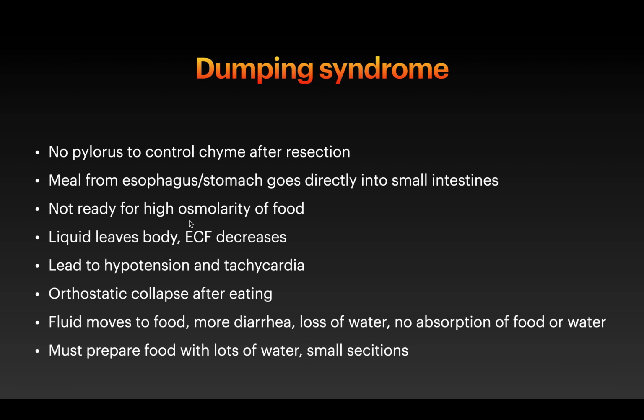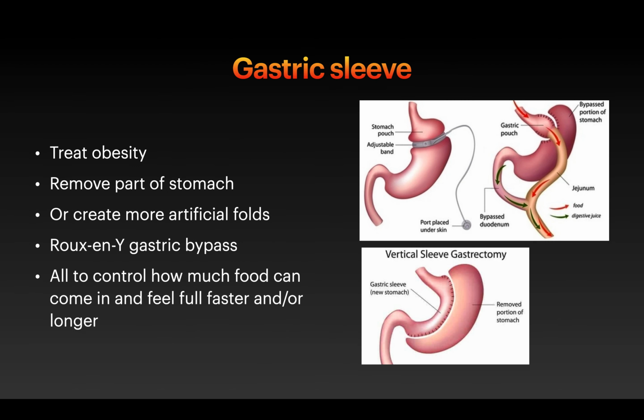just because of osmosis. So water from the extracellular fluid will just go right into the lumen, and that leads to hypotension and tachycardia. You can faint after eating because of the loss of water, and there's going to be diarrhea, no absorption of food or water because there's just so much fluid moving in. And there isn't really a cure to this besides management, so you have to drink a ton of water and eat very slow.